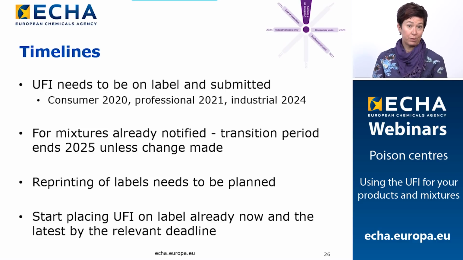So, labels need to be ready with their UFIs and known to the poison centres before the applicable deadlines. If you recall, 2020 for consumer uses, 2021 for professional, 2024 for industrial use only, and 2025 for mixtures already notified under national regimes. The reprinting of labels also needs to be carefully planned into a company's schedule and can be achieved in advance of the relevant deadlines. And you can start using the UFI on the label already from today.